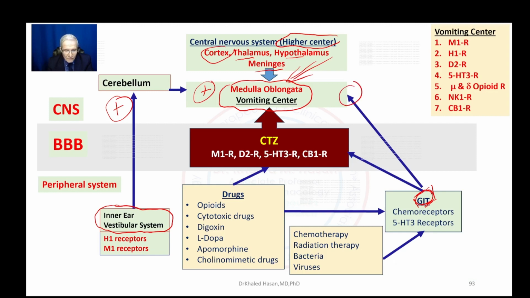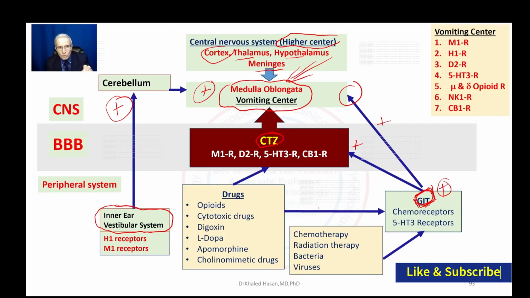What else? We have another important center called the CTZ. CTZ stands for chemoreceptor trigger zone. And you can see here the GIT, gastrointestinal system. If this system is stimulated, this will lead to stimulation of two systems. Number one, the vomiting center directly. Number two, it will stimulate the chemoreceptor trigger zone. So we have two pathways to induce vomiting and nausea according to the gastrointestinal disorder.